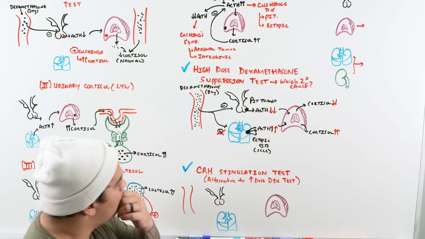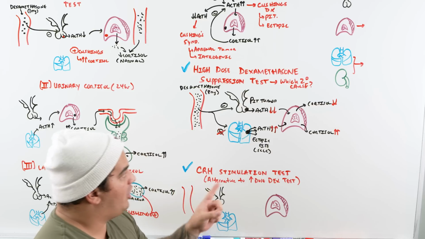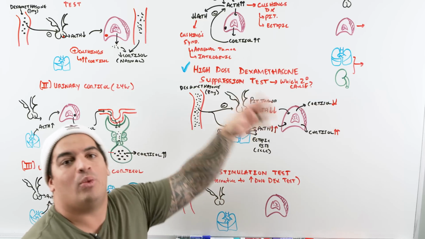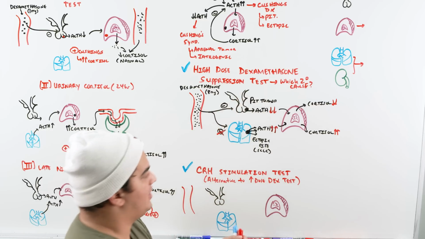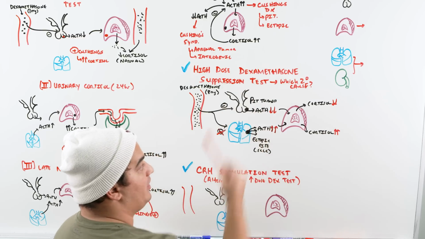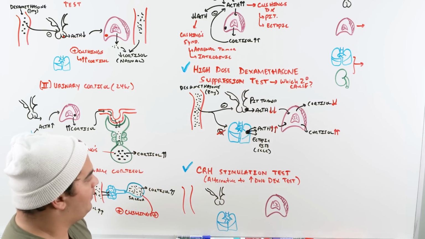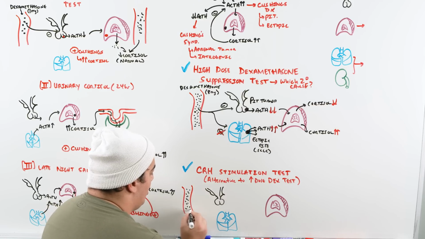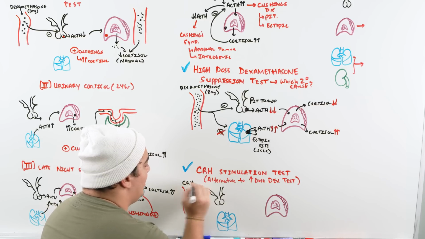Now, there is another alternative. So let's say that you can't do the dexamethasone suppression test, the 8 milligram test. We have another option of being able to help us. So it's just basically an alternative to what we just did. What we can do is we can give another drug. We can give them an injection called corticotropin releasing hormone.